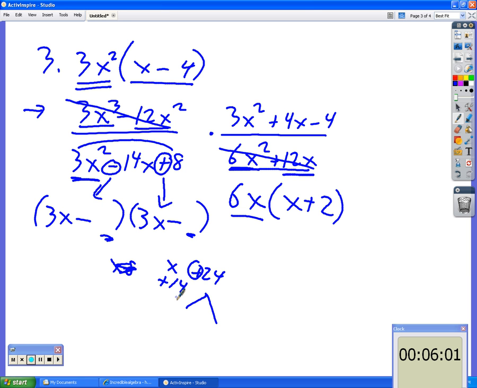They're no good. 4 times 6 gives me 24. When I add, I get 10. They're no good. Let me see. 2 times 12 is 24. When I add them, I get 14. So I need a 12 and a 2. My signs are fine. So I simply put the 12 in the first one, the bigger one, and the 2 in the second one.